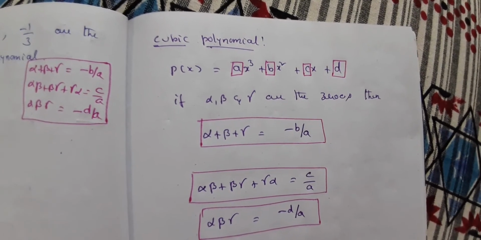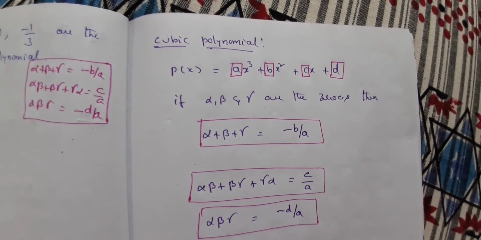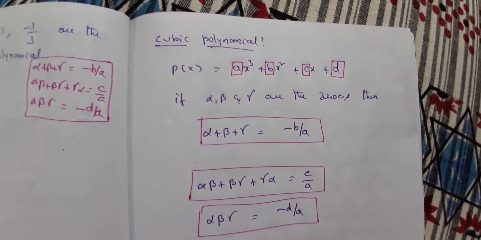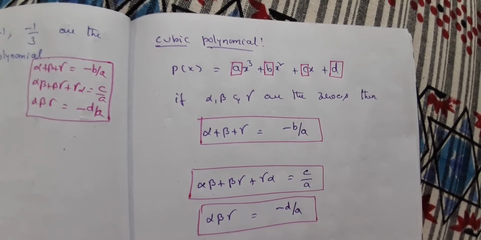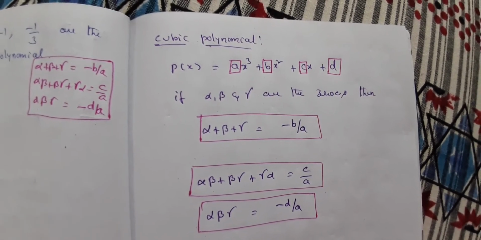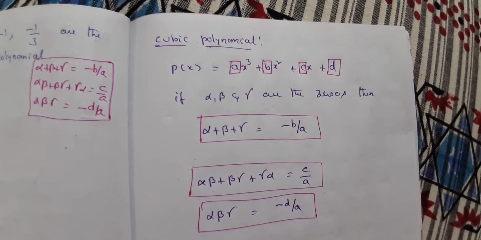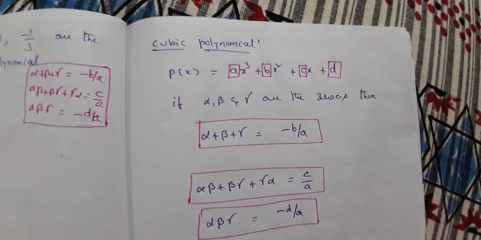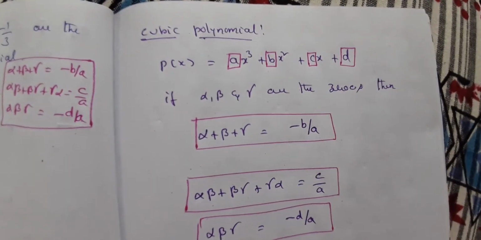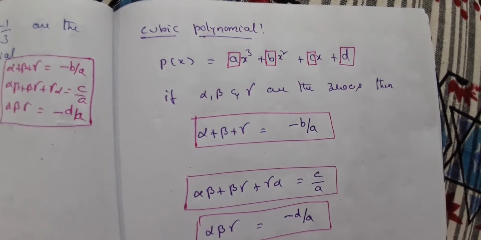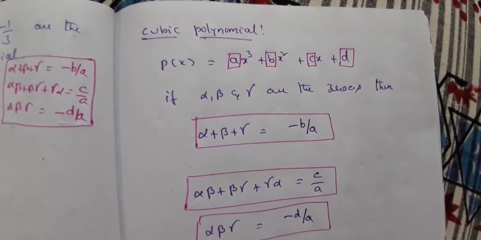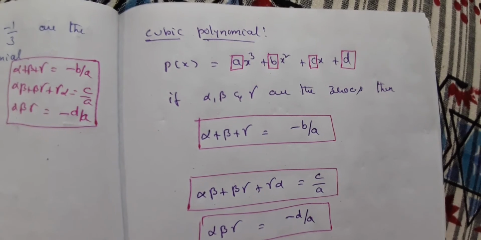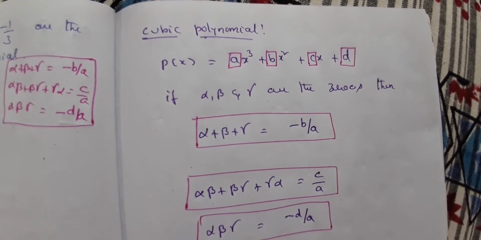So remember, the highest power always gets the coefficient a. Then next one is b, next is c, next is d, next is e, if suppose you have power 4 also, that is degree 4. So for a cubic polynomial, you have p of x is equal to ax cube plus bx square plus cx plus d. So now a, b, c, d are the coefficients.